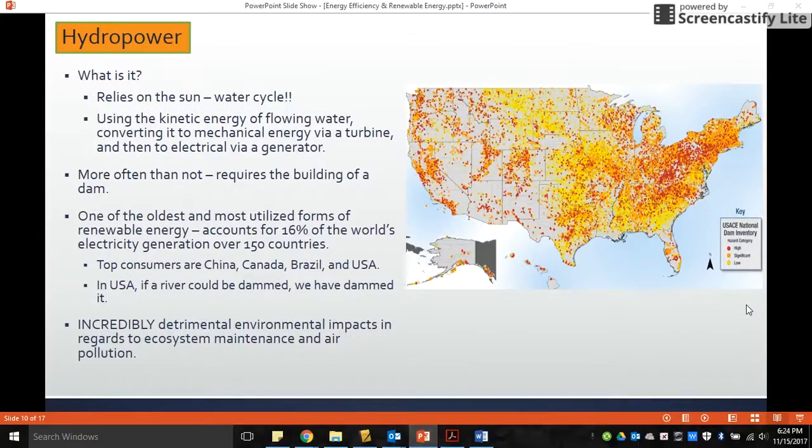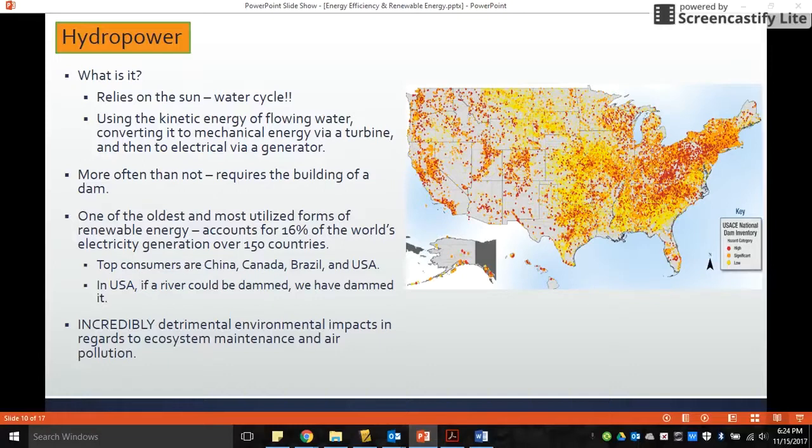All right, hydropower. Hydropower is an indirect form of solar energy because we rely on the sun to fuel our water cycle. So hydropower is going to rely on the kinetic energy of water. It's going to move through that turbine to convert that kinetic energy into mechanical energy into electric energy.